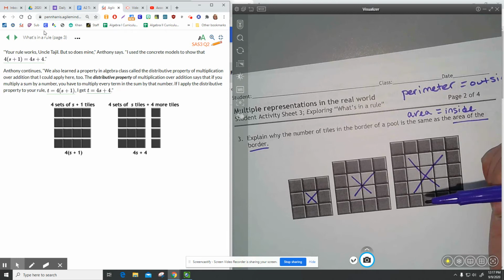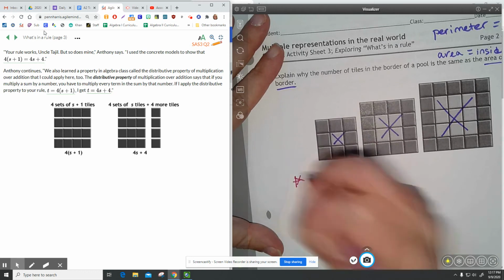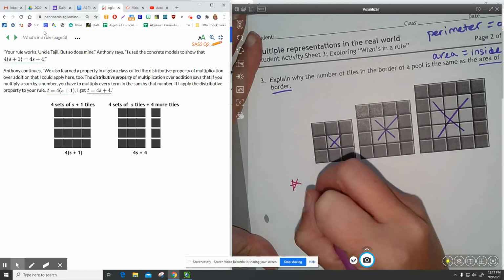Okay, well, there's several different reasons we can think of this. The first reason being, I'm going to put this down here for you guys. The first reason is that each tile is a square.